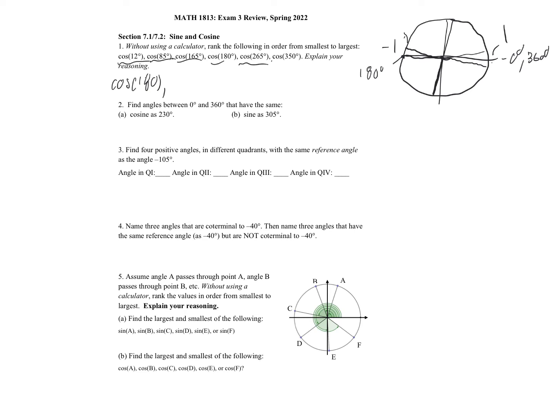We know the next smallest after cosine of 180 would be this angle right here, so that's cosine of 165. And then next would have to be this line here, and that line would be our cosine of 265. And then after that, it would be this line, which is our cosine of 85.